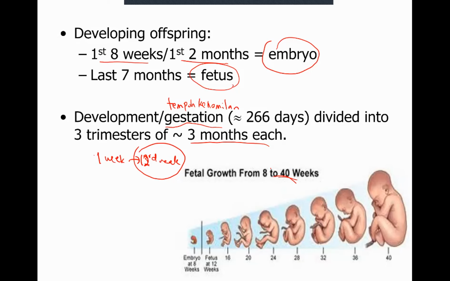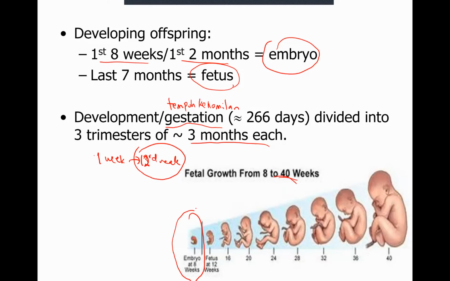So you can see the first 8 weeks, the baby is known as an embryo. And for the last 7 months, the baby is known as a fetus. So this is the range of the pregnancy of a human.